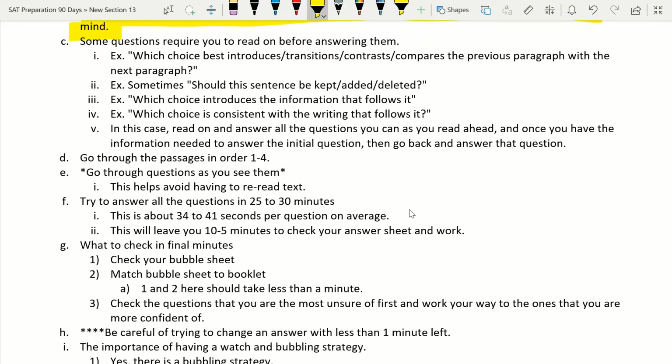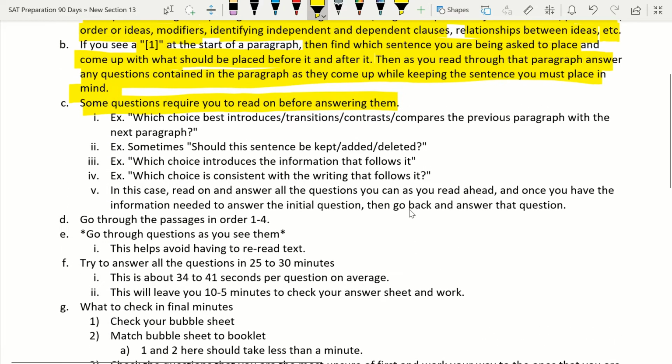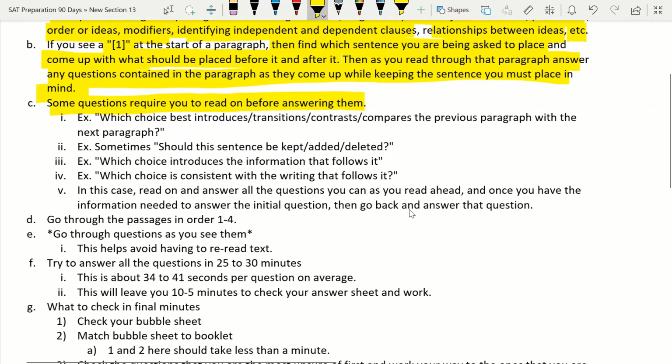All right, so some questions require you to read on before answering them. There are going to be some questions on the SAT writing section where you need to get a little bit more context before you're able to answer them. So as you go through the SAT writing section, you're answering questions, you come across one that you need to read more to get more context before you can answer it.